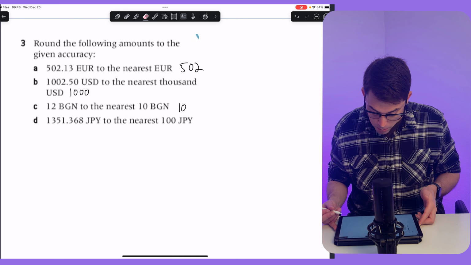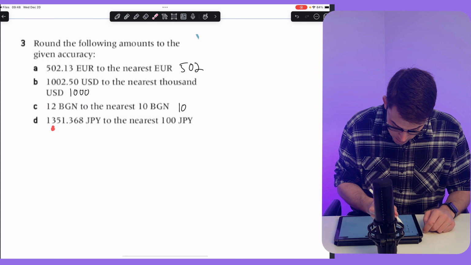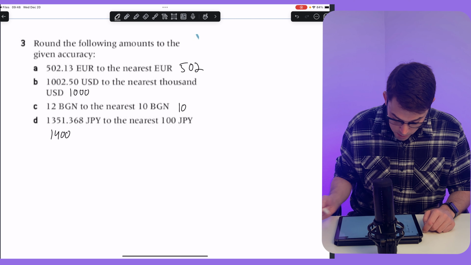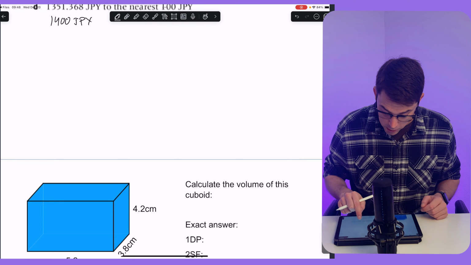Now I have 1,351.368 Japanese yen, and we want to round that to the nearest 100 Japanese yen. So again, I'm looking at my hundreds place. Over here is a 5, so I'm going to round up. So the nearest is going to be 1,400 Japanese yen. All right. Let's take a look at our next problem.